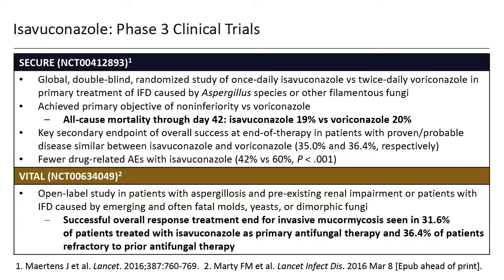In an open-label study, patients with Aspergillus plus pre-existing renal impairment, or patients with other invasive fungal infections, and the principal one was mucormycosis. You can see that as first-line therapy, there were responses seen in 32%, and as salvage therapy, 36%. So very respectable response rates.